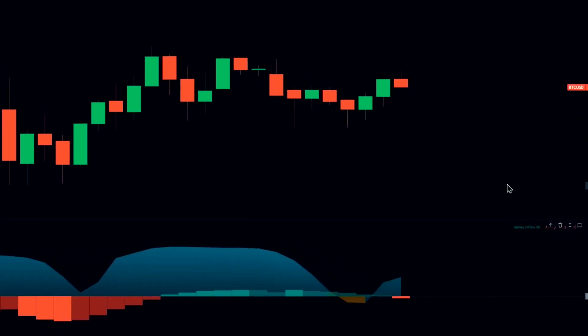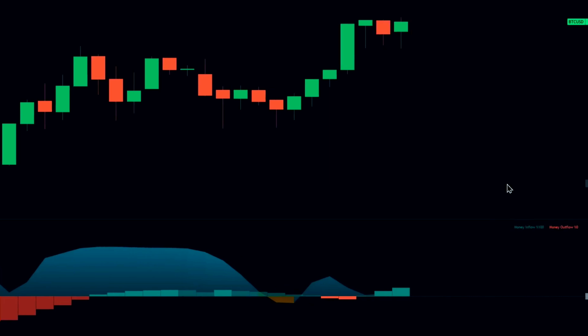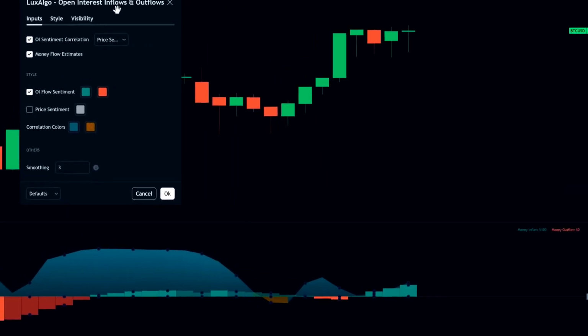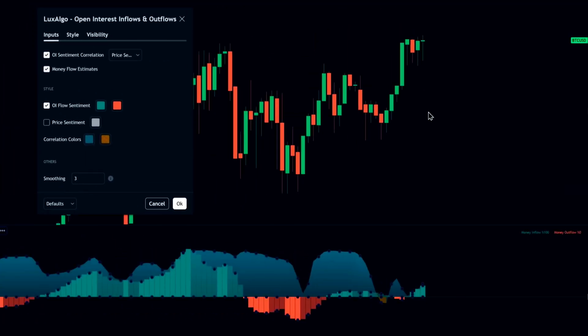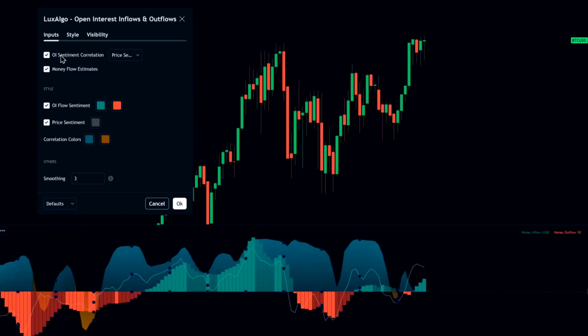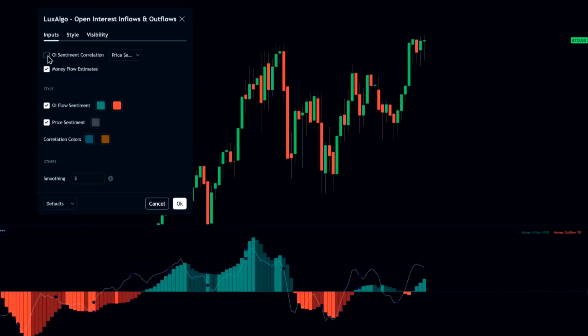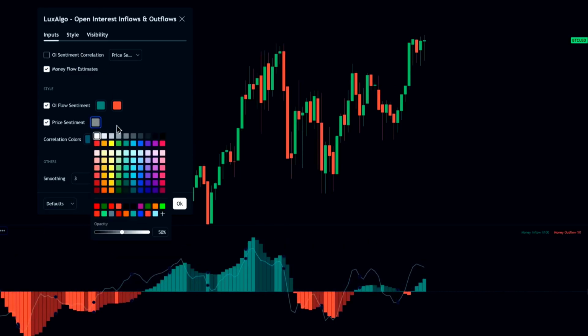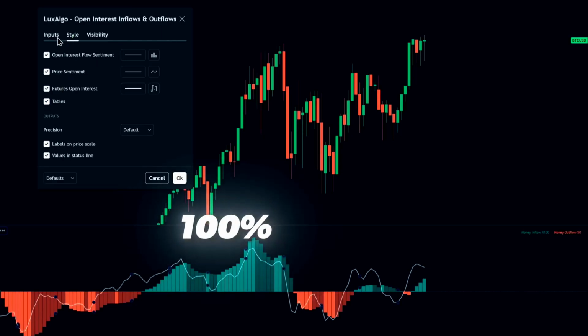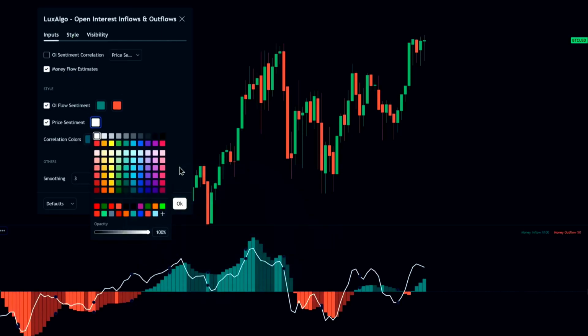Now, the settings for this indicator are pretty straightforward. I'm going to use the default settings for the strategy I'm showcasing today. The only tweak I'm making is disabling the open interest sentiment correlation and changing the price sentiment color to white with 100% opacity.